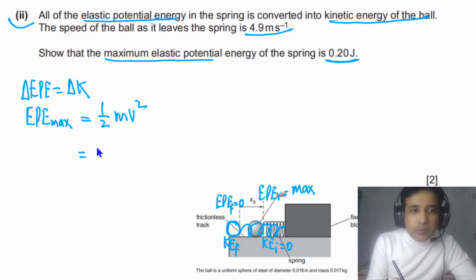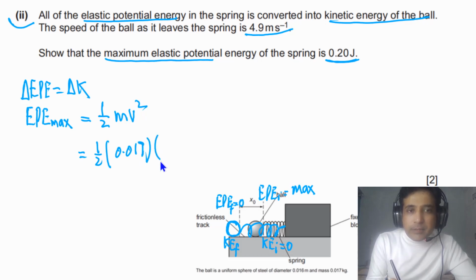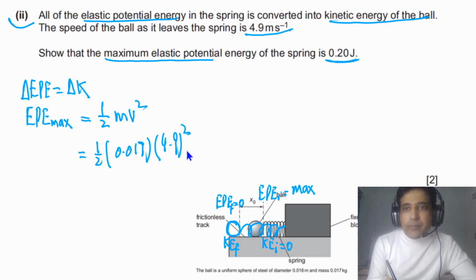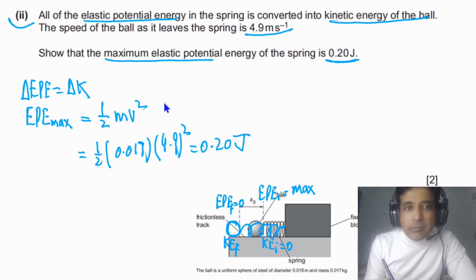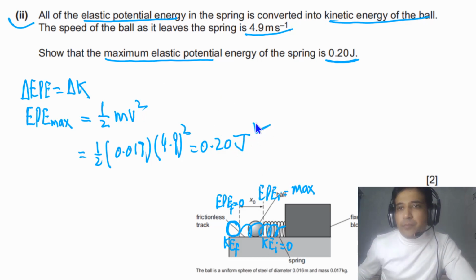So simply we can plug in values. Mass is equal to 0.017, this is the mass of the ball. And the speed of the ball is given to us, that is 4.9. We have to take the square of this value. If we solve, our final answer will be equal to 0.20 joules up to 2 s.f. And this is what we need to show, that the maximum elastic potential energy is equal to this value. So this question has 2 marks.